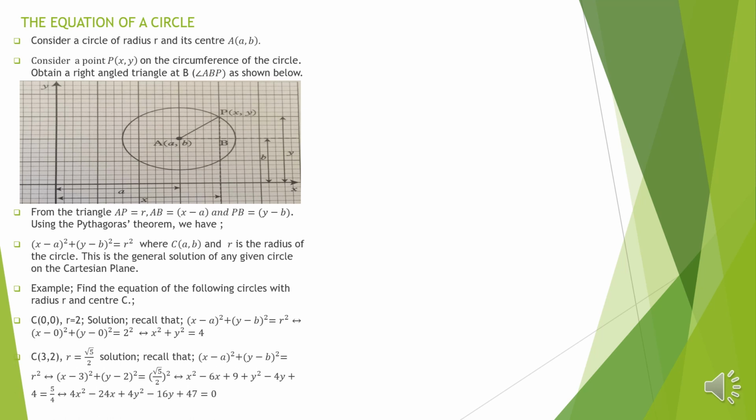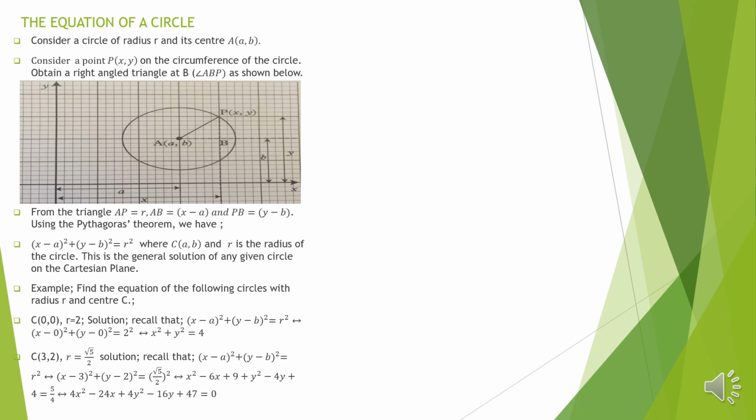Example 2, you're given the center to be (3, 2), the radius to be root 5 over 2. On a quick note, the solution, again recall that the general form of the equation of a circle is (x minus a) squared plus (y minus b) squared equals r squared. The next step, we substitute. You are going to have (x minus 3) squared plus (y minus 2) squared equals (root 5 over 2) squared. By expanding that one, we end up with x squared minus 6x plus 9 plus y squared minus 4y plus 4 equals 5 over 4.